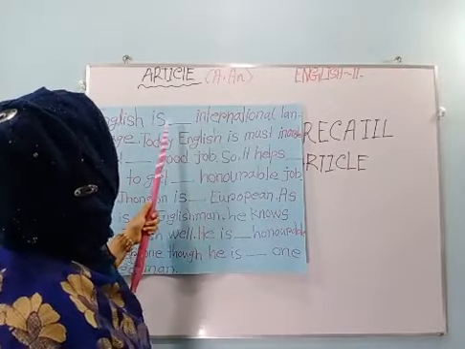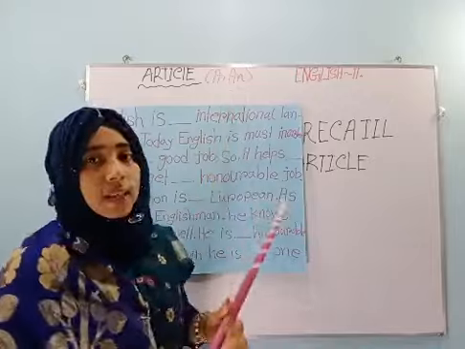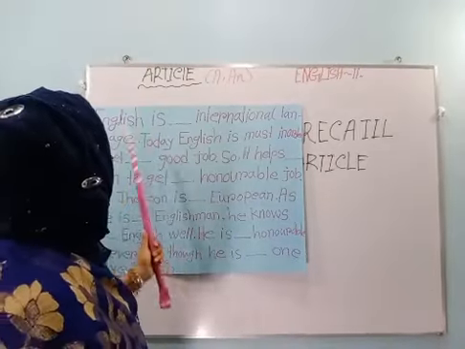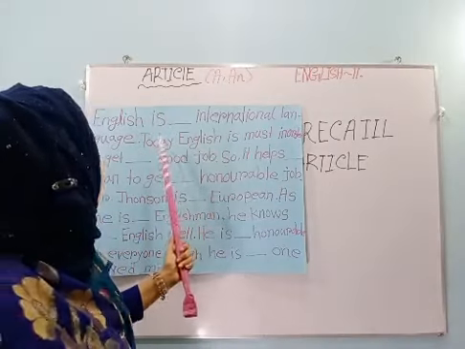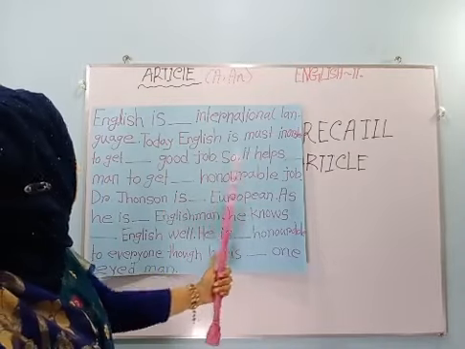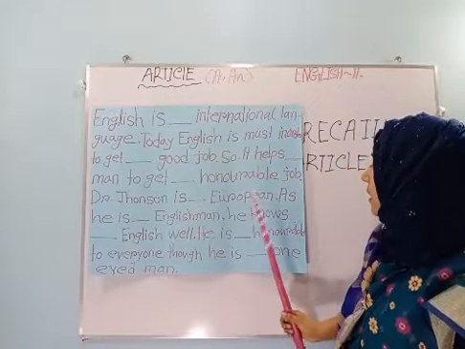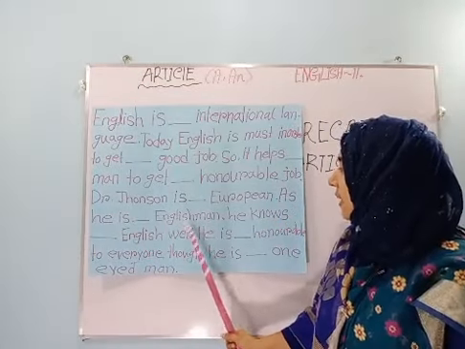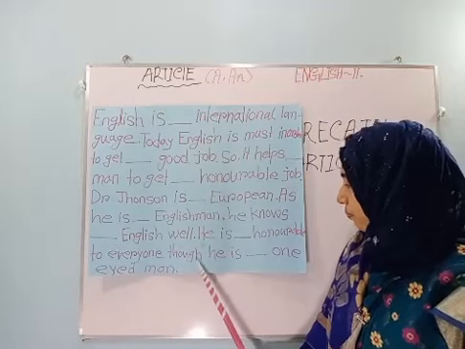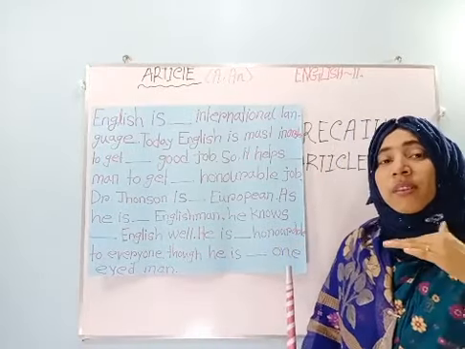Okay, this is about English is dash international language, and actually this homework is based on article A or AN. You do not have to use any zero article or THE. Just from today's lesson, you will write A or AN. English is dash international language. Today, English is a must in order to get dash good job. So, it helps dash man to get dash honorable job. Okay, then you see, Dr. Johnson is dash European. As he is dash Englishman, he knows dash English well. He is dash honorable to everyone, though he is dash one-eyed man. Here you see, Dr. Johnson is a one-eyed man, but he is very respected.